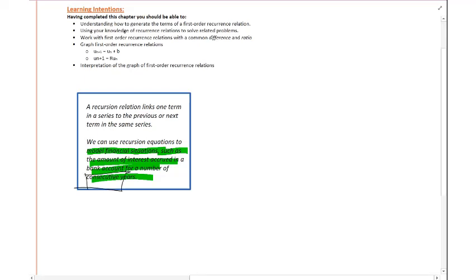Okay, now what are we talking about? What a recurrence relation is? It links, that's the consecutive part, one term in a series to the previous or the next term in the same series. So going from year 1 to year 2 to year 3 to year 4, each of those is consecutive years.